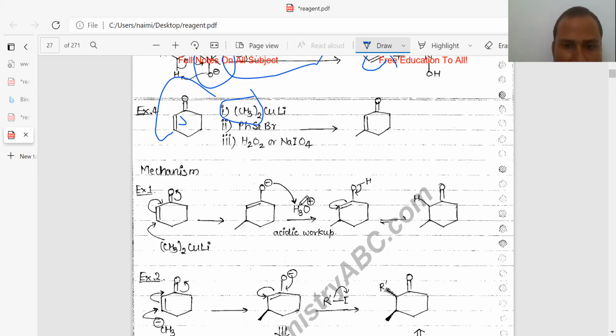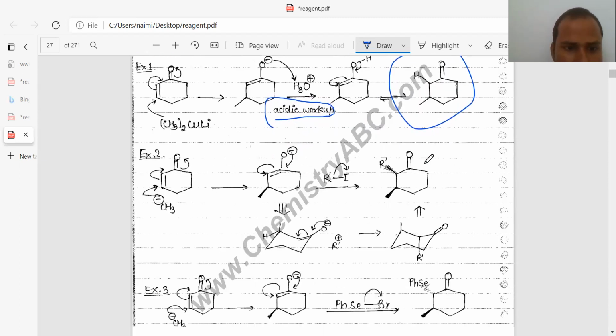So here hydronium is added. It acts as an acid, means it provides the H plus. So OH will be formed here. After that, this will migrate here, and this double bond shifts, means the charge density will be shifted onto this one. So this will form here.